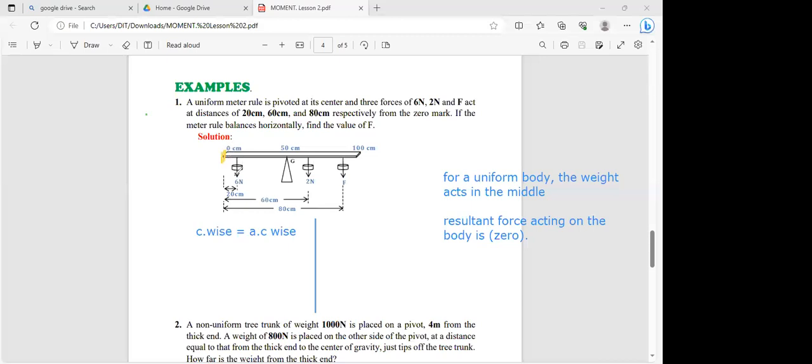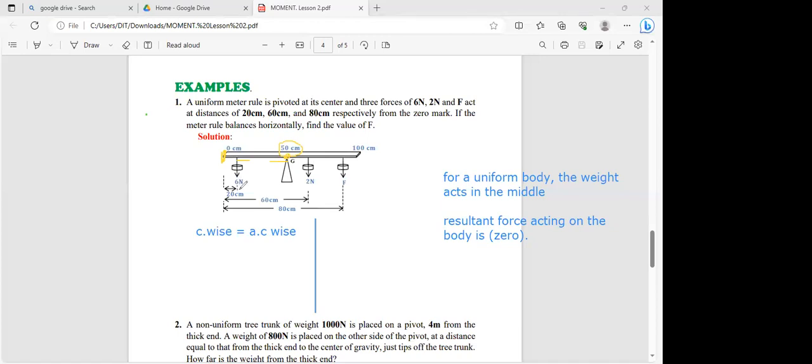Now they have told us that this 6 newtons is at 20 centimeters from 0, but we are not interested in where it is from 0. We are interested in where it is from the pivot or from the turning point. So we are going to be looking for the distance of 6 newtons from the G, from the turning point, from this knife edge that you are seeing here. Now, the pivot is at the center of a uniform meter rule. So the pivot is placed at the 50 centimeter mark.